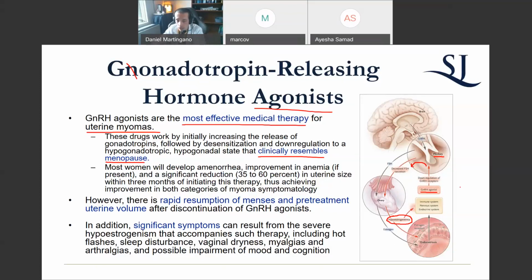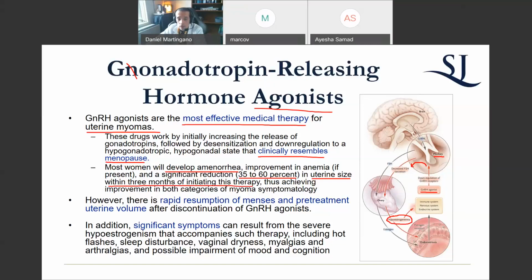And also because you're not having periods anymore, because you basically put the patient into menopause by virtue of the fact that you shut this ovary down, they're not going to have bleeding. Okay? Most women develop amenorrhea. Okay? And then you get improvement of anemia. And the uterine size will decrease within three months. Okay?